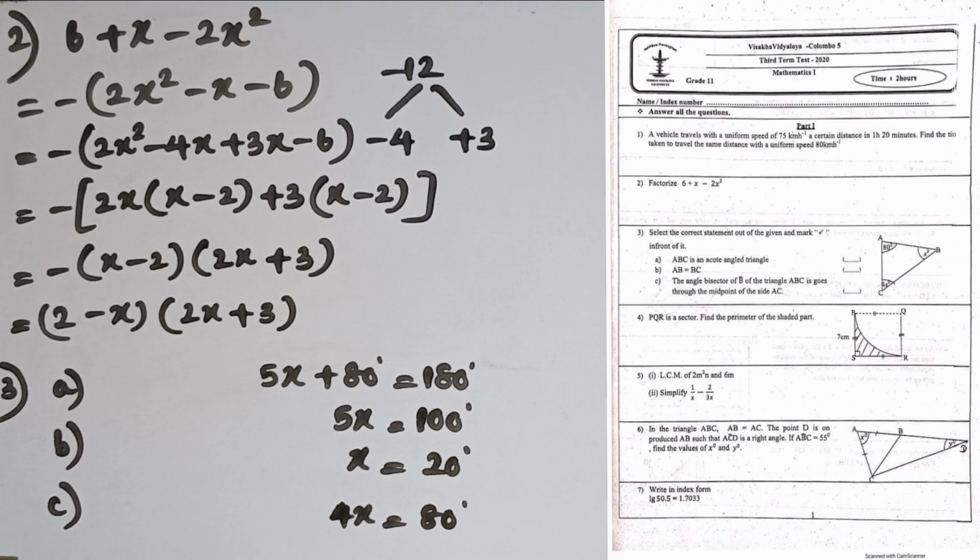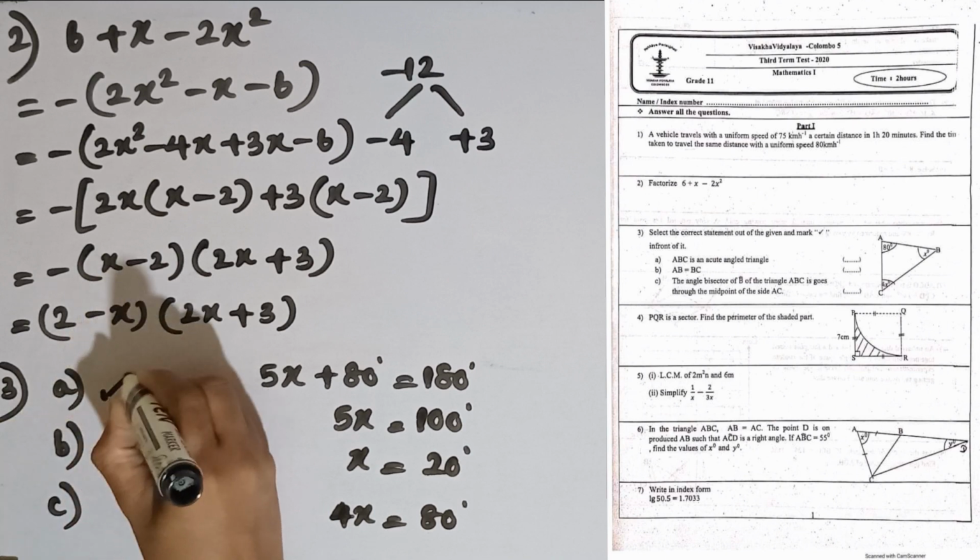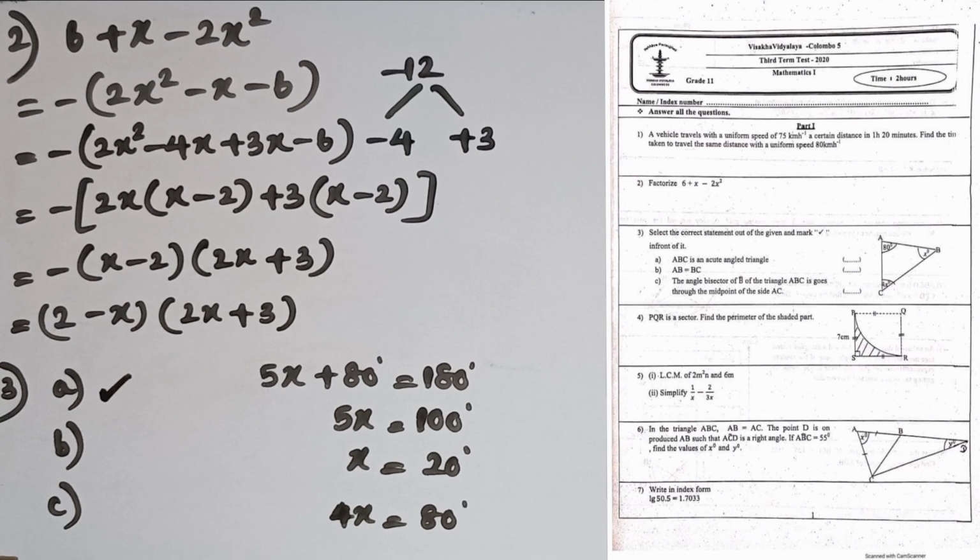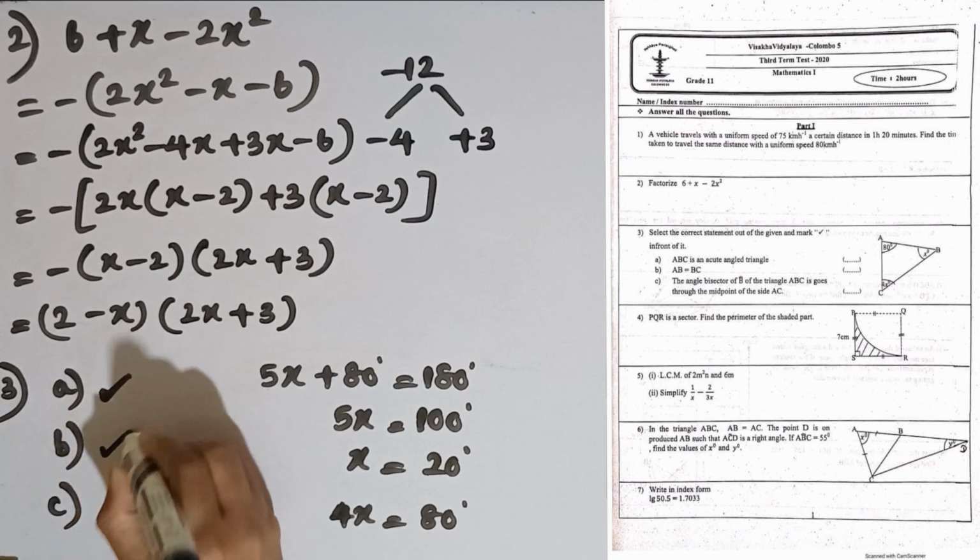Then ABC is an acute angle triangle. That is correct. 80, 80 and the other one is 20. So A is correct. Then AB equal to AC. That is also correct, as two angles are 80 degrees and the sides opposite these equal angles are equal. So the second statement is also correct.